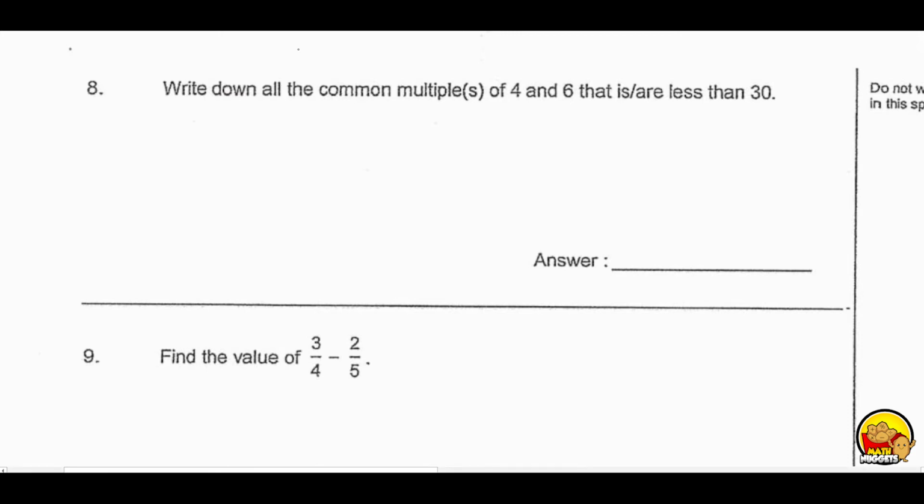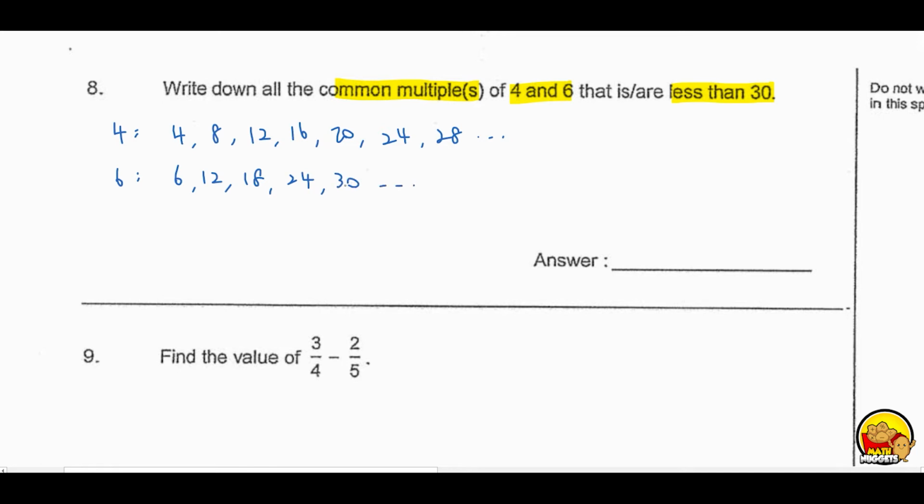Question 8, write down all the common multiples of 4 and 6 that are less than 30. So I'm going to list down the multiples of 4 and 6. Multiples of 4 will be 4, 8, 12, 16, 20, 24, 28. Multiples of 6: 6, 12, 18, 24, 30. Actually, 30 doesn't count because they said less than 30. So common multiples, I have 12, I have 24. So these are my two numbers, 12, 24.